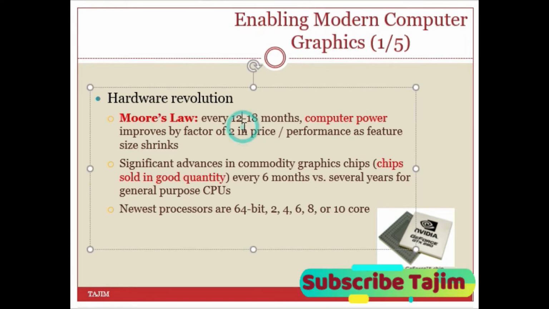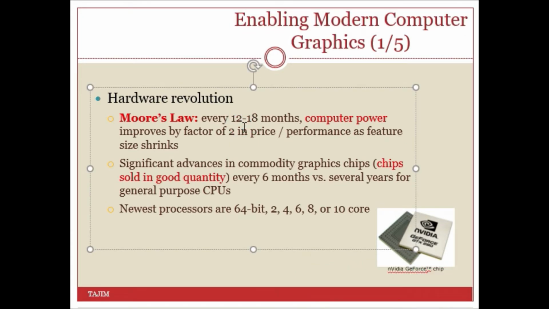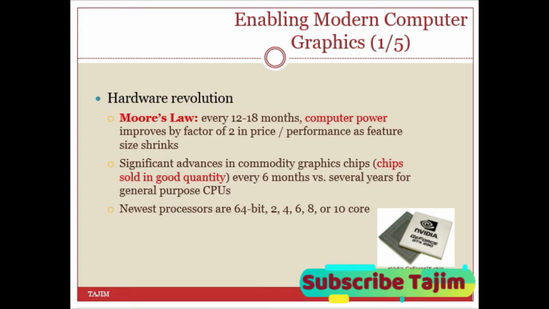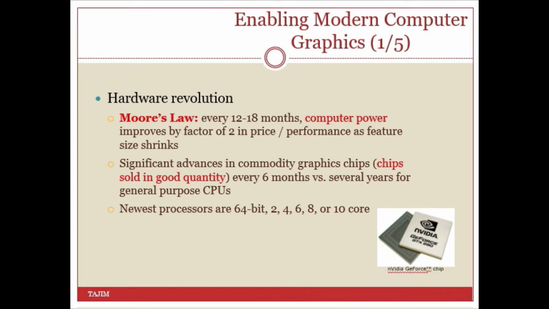Enabling modern computer graphics. Hardware revolution. Moore's law: every 12 to 18 months, computer power improves by a factor of 2 in price/performance as feature size shrinks. Significant advances in commodity graphics chips, sold in good quantity, every 6 months versus several years for general-purpose CPUs. Newest processors are 64-bit, 2, 4, 6, 8, or 10-core.